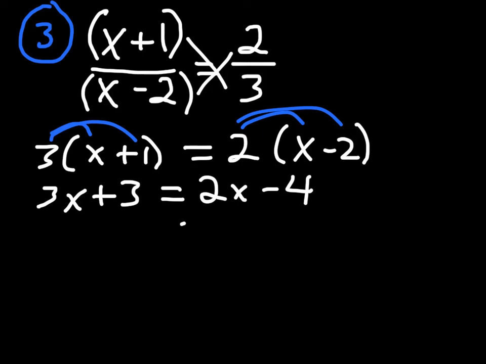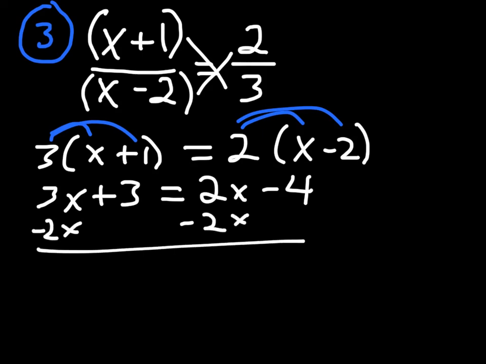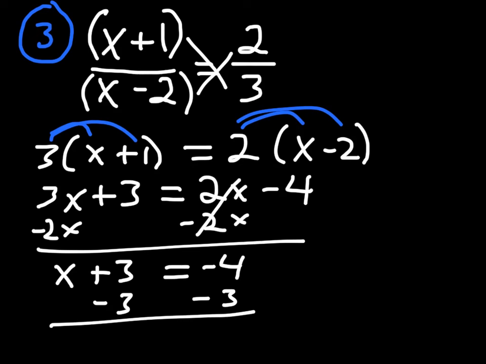I'm going to subtract 2x over on both sides. They'll go away over here, and I'll just be left with 1x on this side plus 3 equals negative 4. And when I subtract 3 on both sides now, I get x equals negative 7 for my answer.